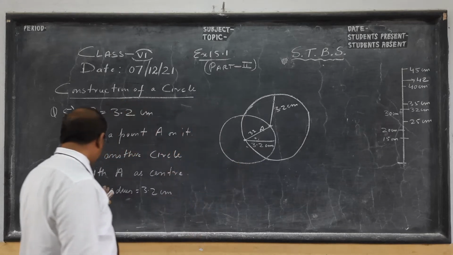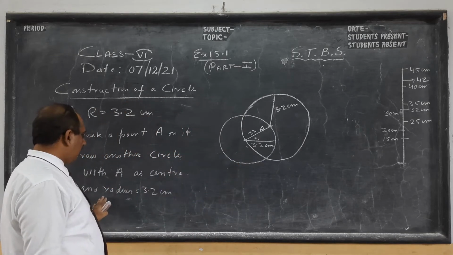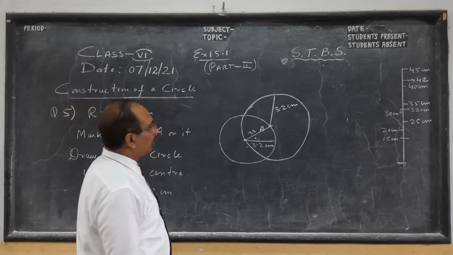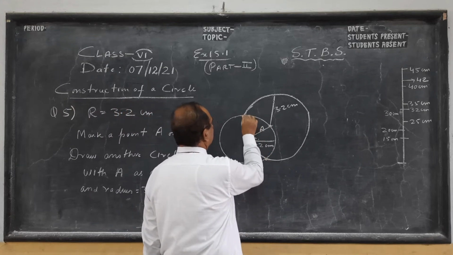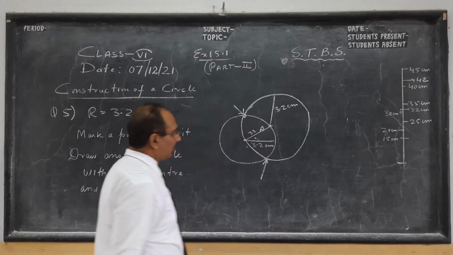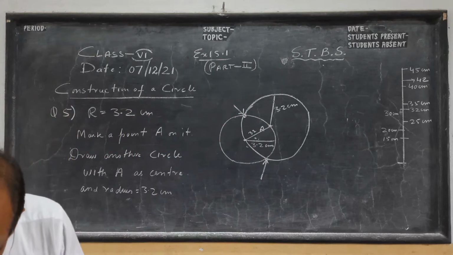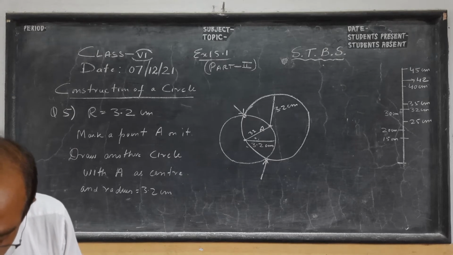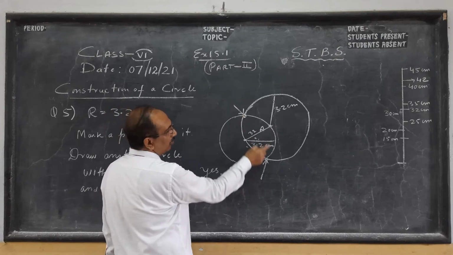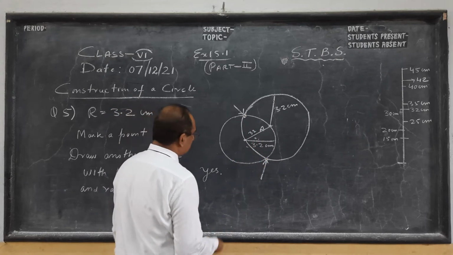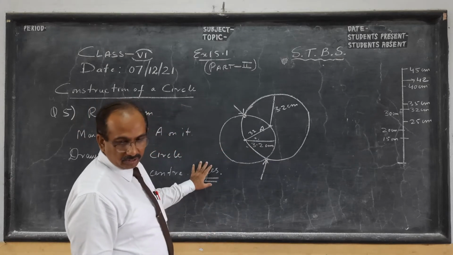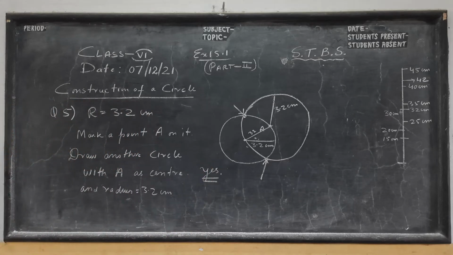So what is the question? With A as center, draw another circle with radius 3.2. Then how many points do they intersect? The question is how many points the circles intersect. We can see the two circles intersect each other at 2 points. So the question is, do the circles intersect at more than 1 point? Yes, the circles intersect at more than 1 point. Intersecting means cutting each other. So the answer will be yes, the circles intersect at more than 1 point. That means they intersect at 2 points.